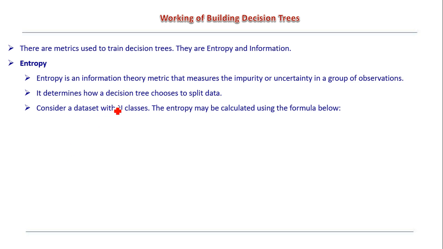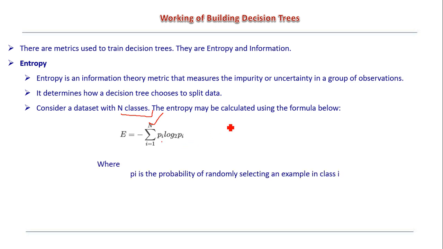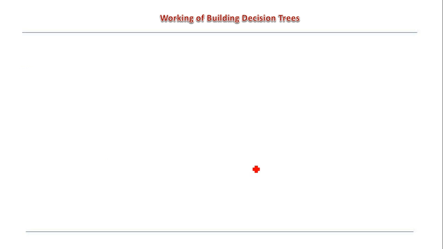Consider a data set with n classes. The entropy may be calculated using the following formula: E is equal to minus the sum from i equals 1 to n, where n is the number of classes, of P of i log 2 P of i. Here P of i is the probability of randomly selecting an example in class i.